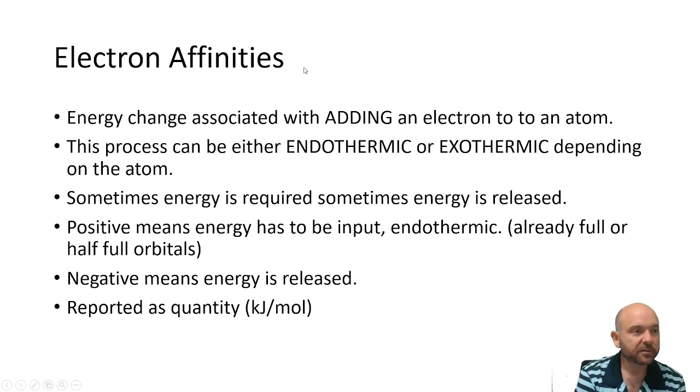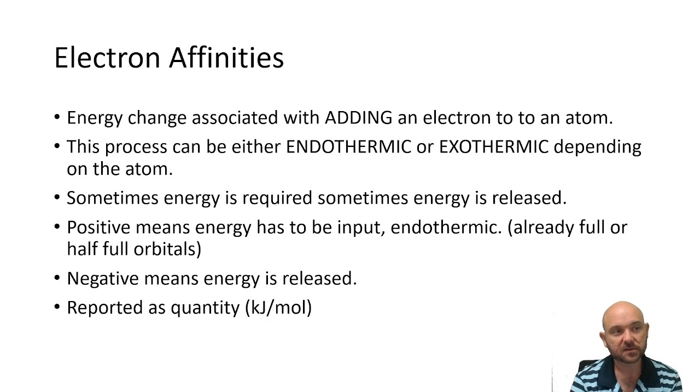Our final behavior and characteristic that we are going to discuss are the electron affinities. In a way, this is the reverse of the electron ionization. The electron affinity describes the energy change associated with adding an electron to an atom in the ground state. So how much energy change is required to make a negative ion from any atom?